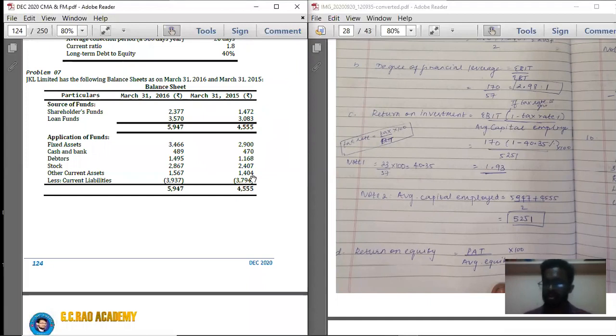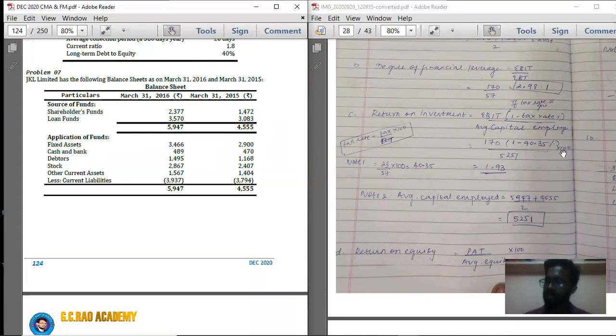How come 5947 plus 4555 divided by 2 is equal to 5251? Now come to the formula. EBIT is 170 into 1 minus the tax rate, 40.35%, close the bracket, divided by average capital employed, 5251, into 100.